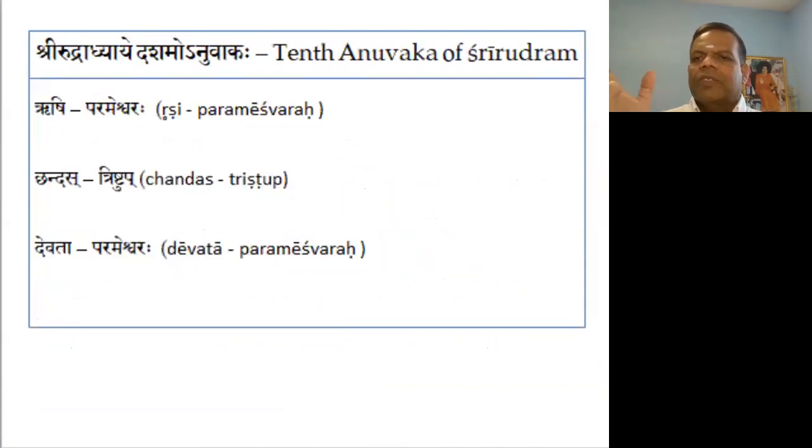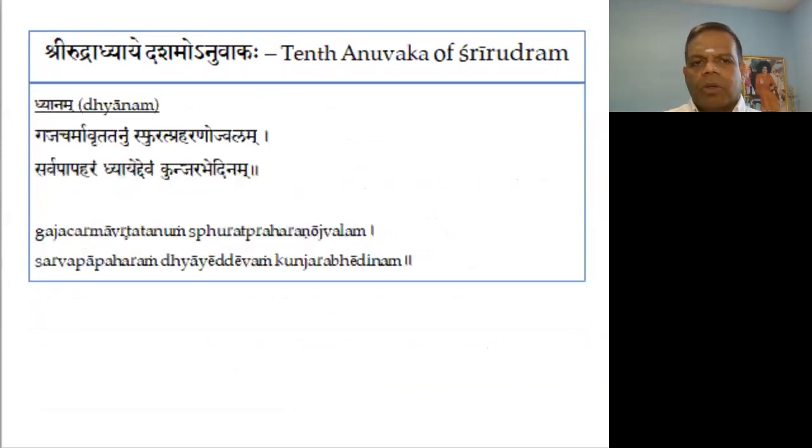The Rishi is Parameshwara himself. The one who discovered it is the Lord himself, and then he taught. The Chandas, or the meter, is Trishtup, and the Lord who is worshipped by this mantra is also Parameshwara. Those are just some details of the mantra. We looked at the shloka, I will again go through it.